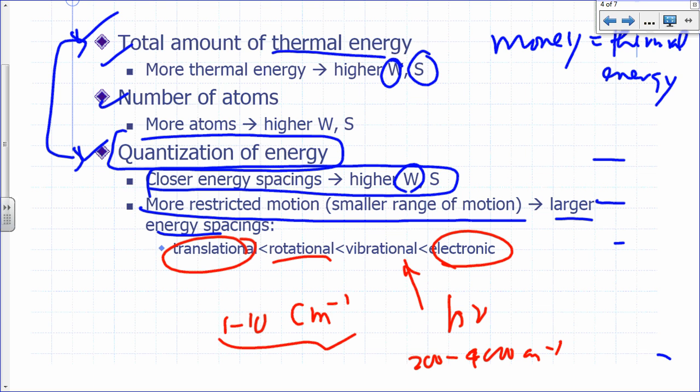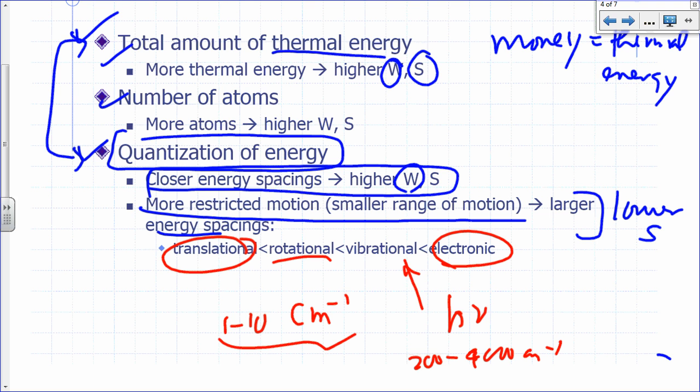So the more restricted your motion is for your particle, the larger the energy spacings. In other words, the more restricted your particles are, the fewer the number of ways you can distribute thermal energy. So that would mean what? This would mean lower entropy.